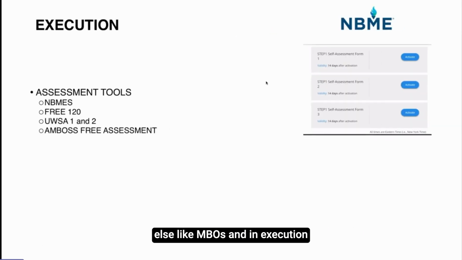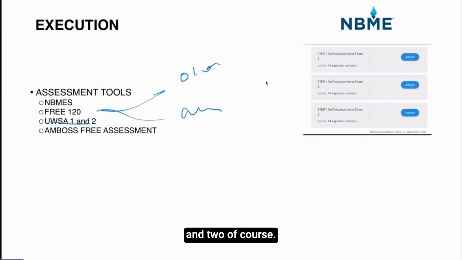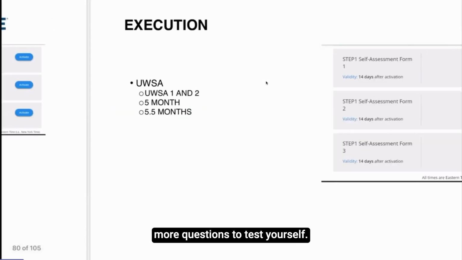And in execution, you're going through NBMEs. I would recommend doing as many NBMEs as possible, the latest ones for sure. Free 120 is a free resource by the USMLE. The new Free 120 and the old Free 120 are highly important. And then UWSA 1 and 2, of course. And Amboss also has a free assessment if you just want more questions to test yourself.